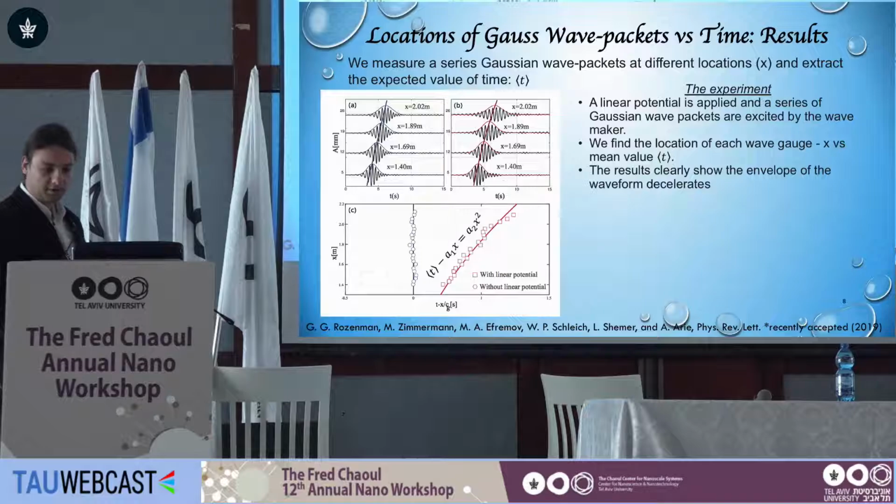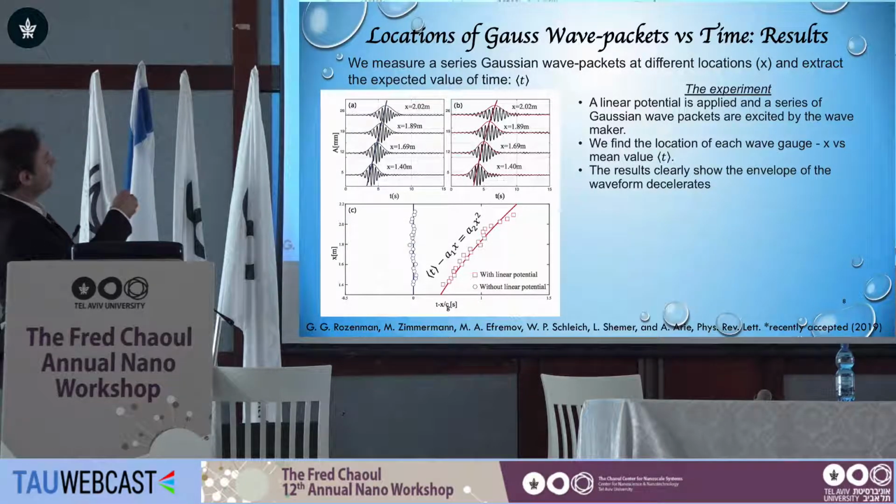Let's go to a more complicated case. And this is the case that Kennard showed in 1927. Again, we have a Gaussian wave packet. It falls freely in a linear potential. And here we can see in figure B that it accelerates, and it gains momentum.